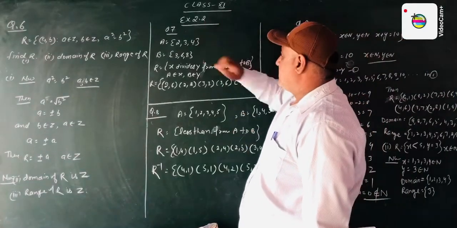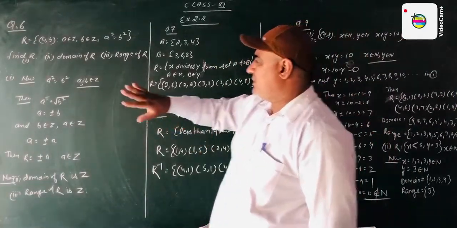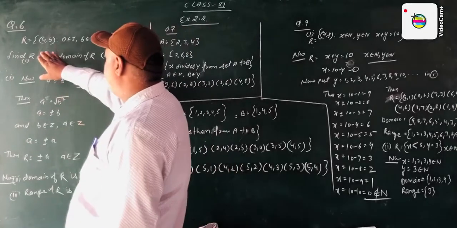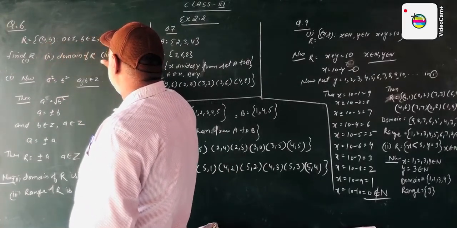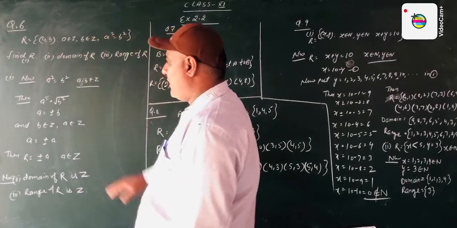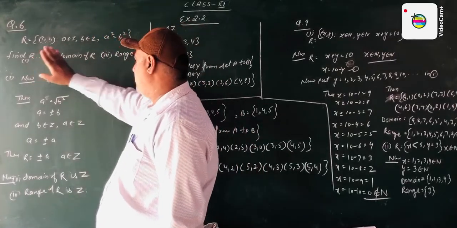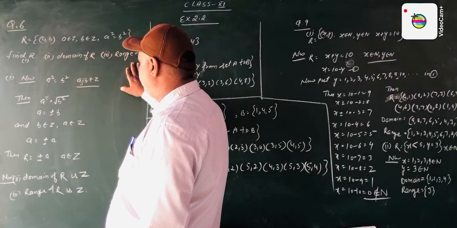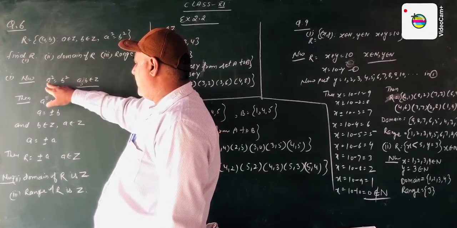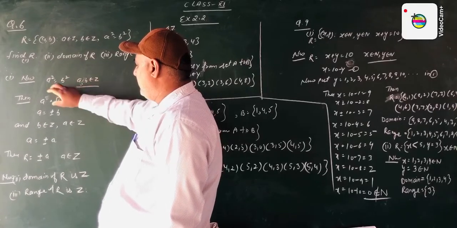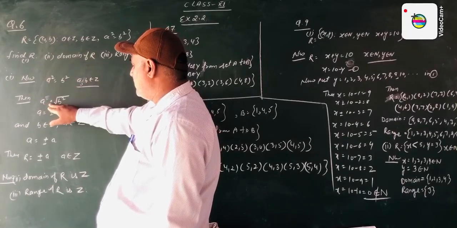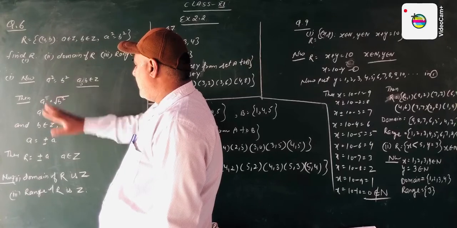Class 11, Exercise 2.2, question number 6. It is given that a belongs to Z, b belongs to Z, and a squared is equal to b squared. Then we have to find the relation R, the domain of R, and the range of R. Now we are given that a squared is equal to b squared, a, b belong to Z. Then we find the value of a is equal to the square root of b squared.